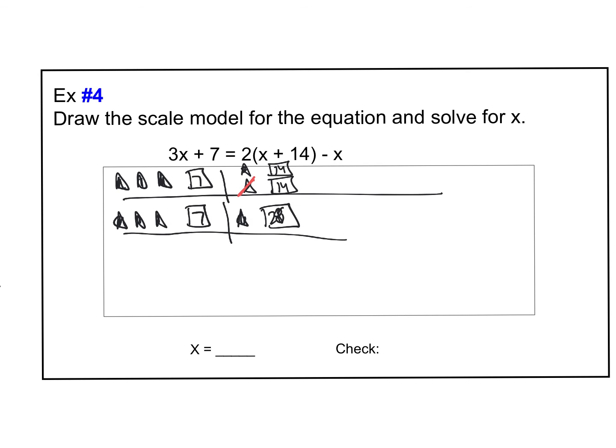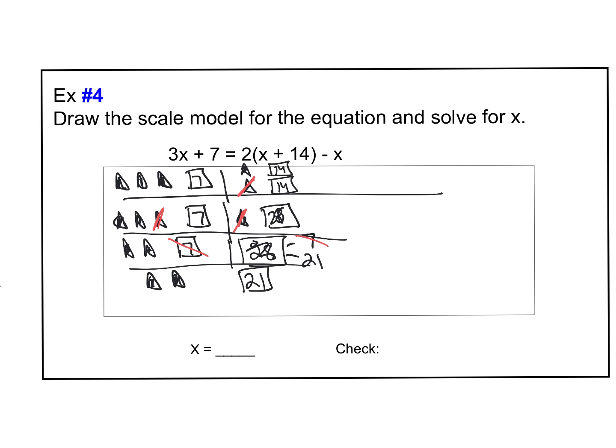If I put those groups together, I'm going to go ahead and remove a triangle from both sides. So now I have 2 triangles and 7 balanced with 28. Try to make that a little bit clearer to see. I'm going to regroup 28 into 7 and 21, making it easier to remove my 7 from both sides. And now 2 triangles balanced with 21, so it becomes 21 divided by 2, or 10.5.